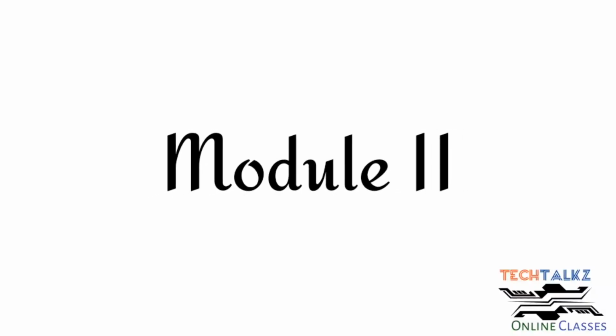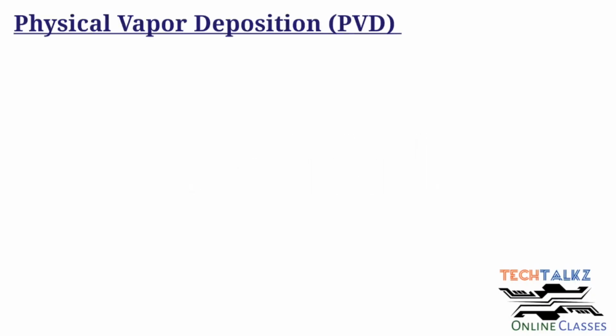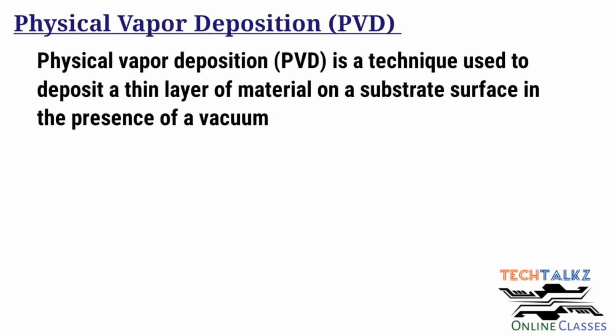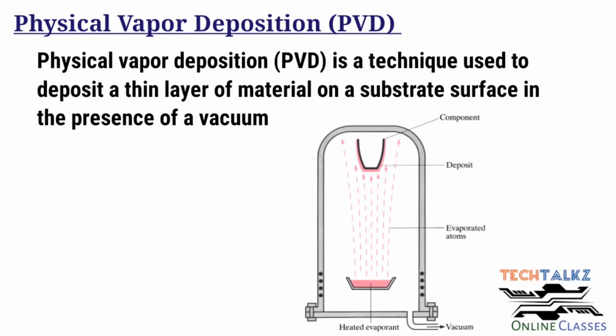Hi all, we are going to start the second module, and this will be the first part of module 2. Today we will discuss the physical vapor deposition, or PVD, process. There are different types of deposition processes in order to coat a thin film over the substrate. One such process is PVD, or physical vapor deposition.